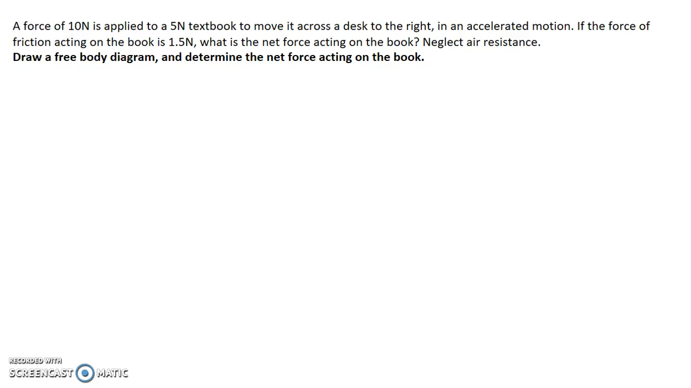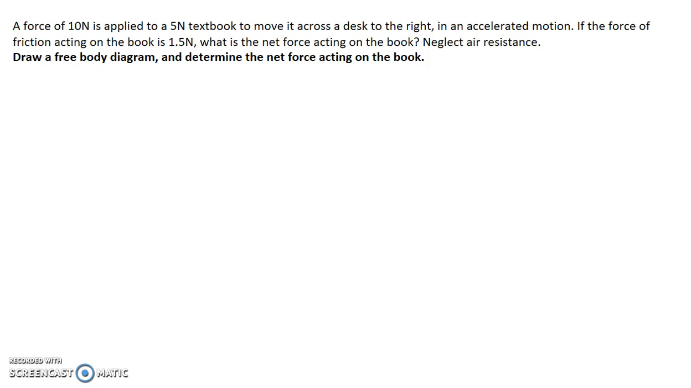A force of 10 newtons is applied to a 5 newton textbook to move it across the table to the right in an accelerated motion. If the force of friction acting on the book is 1.5 newtons, what is the net force acting on the book? Neglect air resistance. Draw a free body diagram and determine the net force acting on the book.